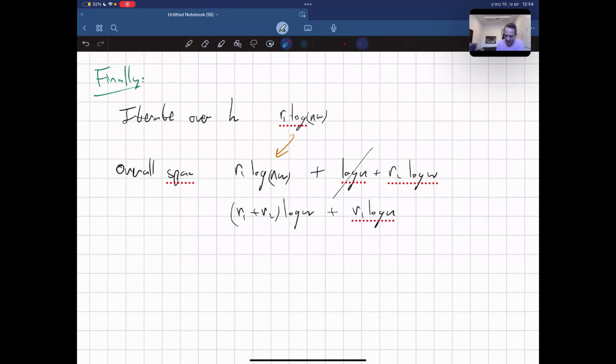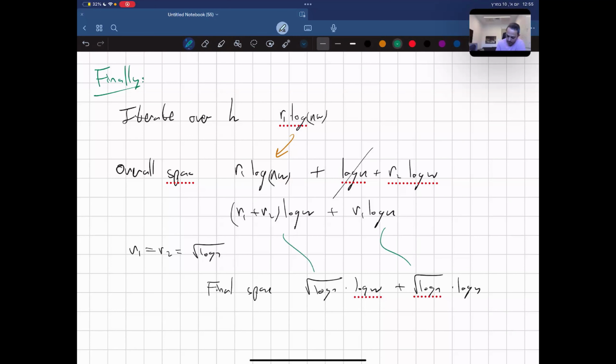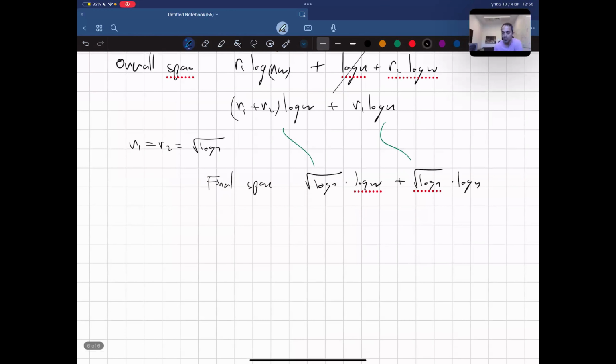And if you want to minimize that, because the product of these two is log n, then you should take them equal. So eventually we indeed take R1 equals R2 equals square root log n and end up with a final space complexity of square root log n times log W coming from here, plus square root log n coming from here, which is what we promised. Good.